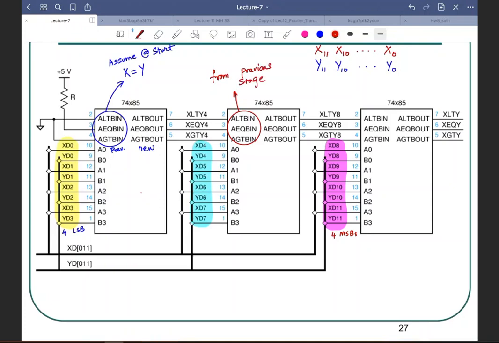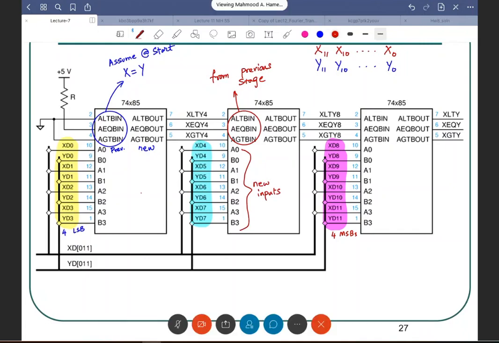And all these guys are the new inputs, which in this case are the four bits in the middle, right? So you have four least significant bits, four most significant bits, but you also have the four bits in the middle.